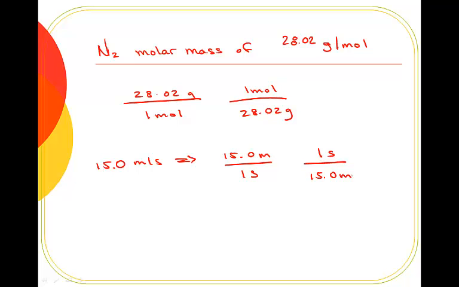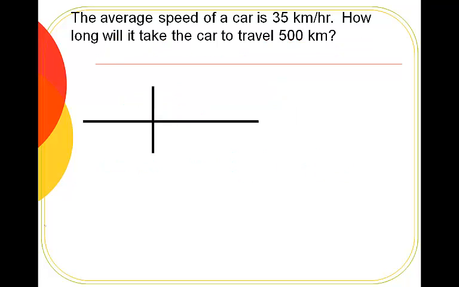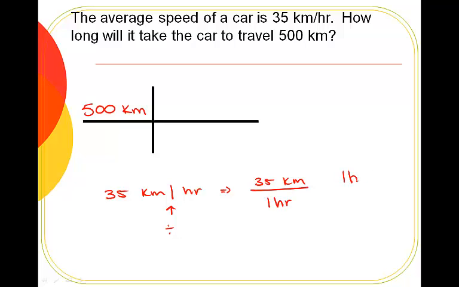So let's look at an example problem. The average speed of a car is 35 kilometers per hour. How long will it take the car to travel 500 kilometers? 500 kilometers is what we start with, so it will go in the upper left-hand corner of our conversion table. Now, 35 kilometers per hour. Remember, this per means to divide, so we can set up this relationship as 35 kilometers over 1 hour, or in 1 hour, we can travel 35 kilometers.